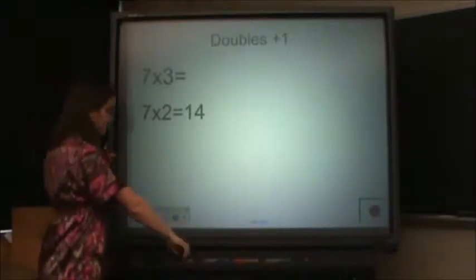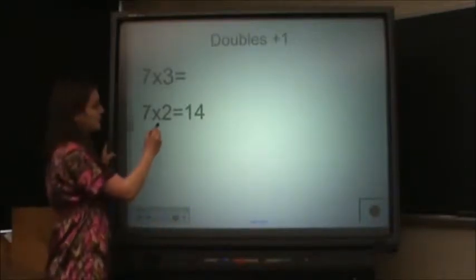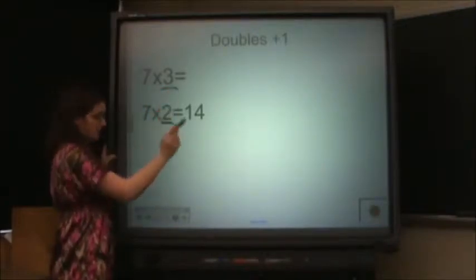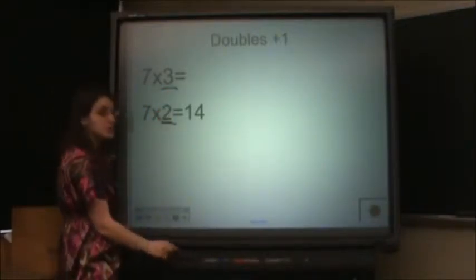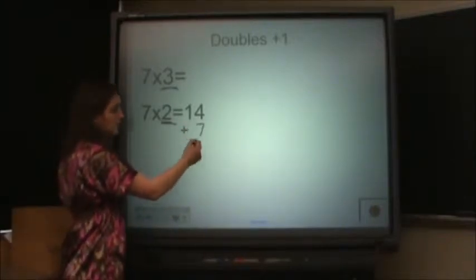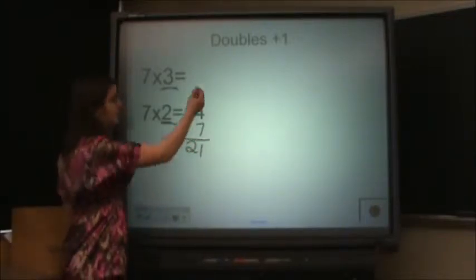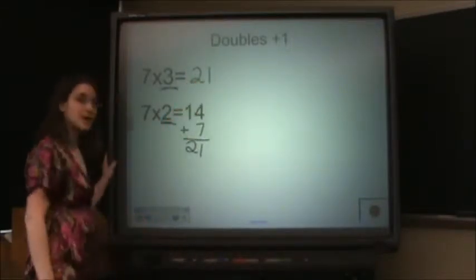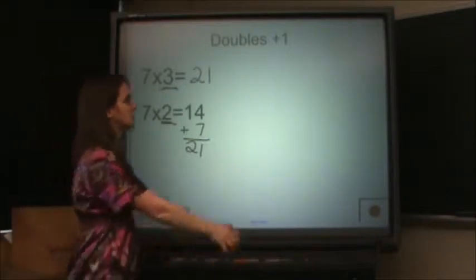Now, we went from 2 sets of 7 to 3 sets of 7. So all we have to do is add another set of 7 to 14. And I'll know that that equals 21. So 7 times 3 equals 21. Let me demonstrate that for you, what that looks like.